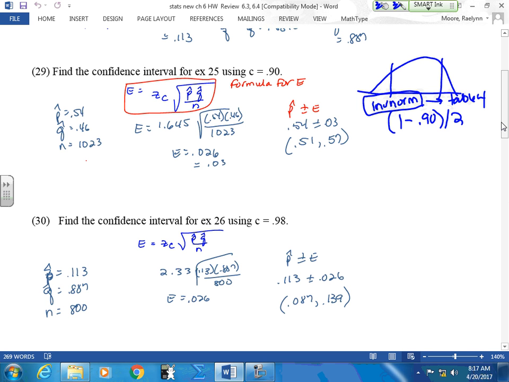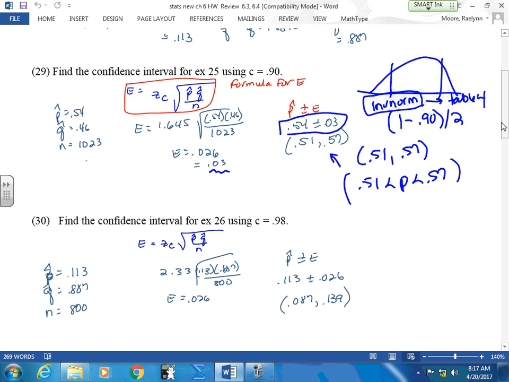From there, my margin of error, keep it as a decimal. Add it and subtract it from your p-hat. I want this worked out. Whether you leave it to me in this or you do this, either way is fine with me. Make an inequality. You can leave it as an interval.